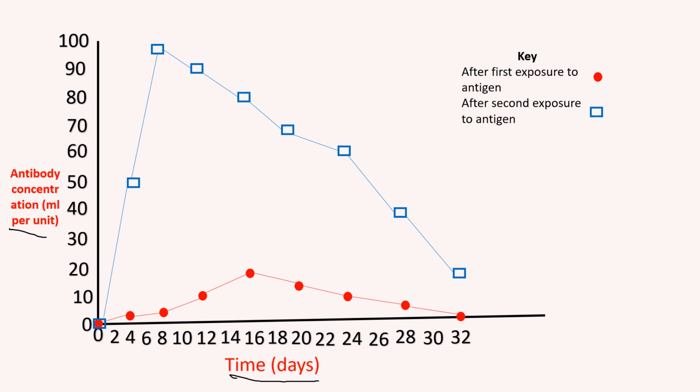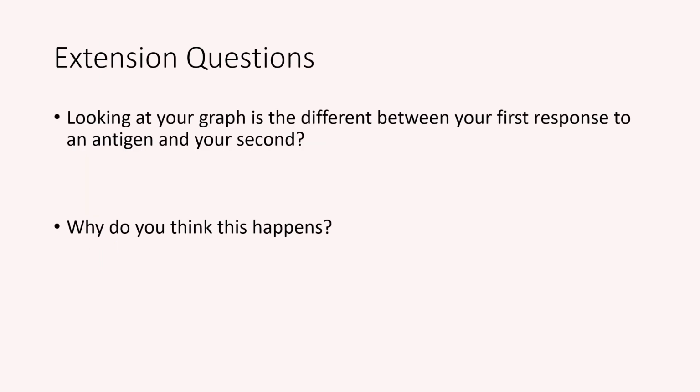Then I have plotted the after first exposure first, which are the red dots, and I've made a key, and then I've linked them all together with the lines, and then I've plotted the after second exposure and made that a square. So that is what you do if you ever get a double graph. So well done if you managed to get that correct. If not, you can come get help from a teacher. So let's pause the video and see if you can answer these problem solving questions.